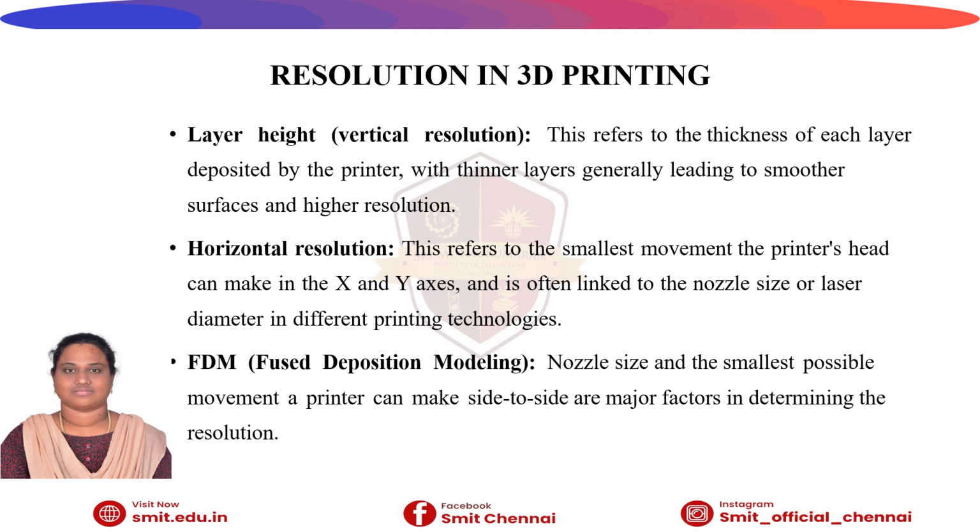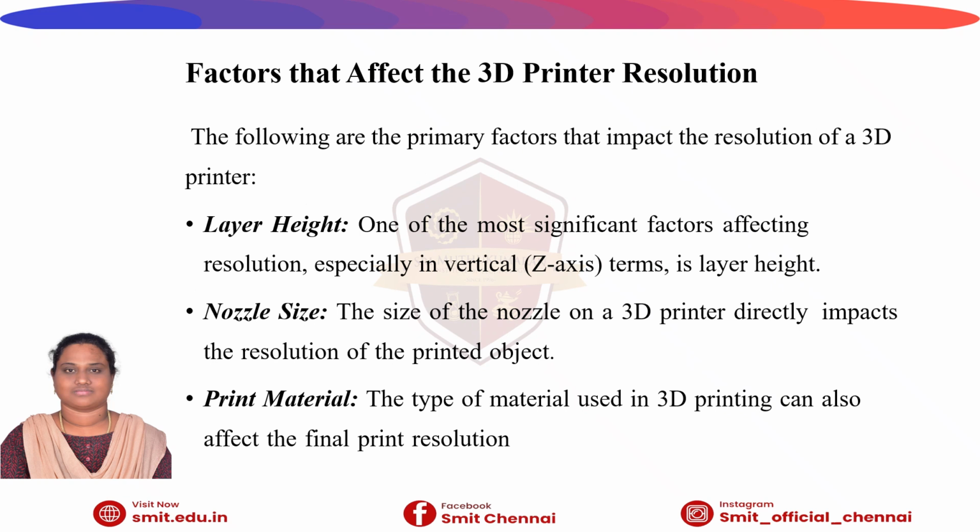Next one is horizontal resolution. This refers to the smallest movement the printer's head can make in the X-axis and Y-axis, and is often linked to the nozzle size or laser diameter in different printing technologies. Then fused deposition modeling: the nozzle size and the smallest possible movement a printer can make side to side are major factors in determining the resolution. Next, the factors that affect the 3D printing resolution.